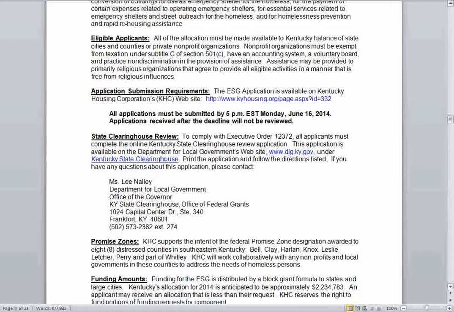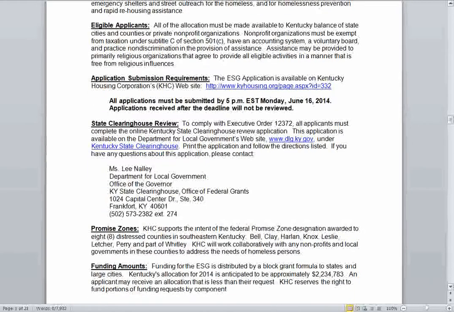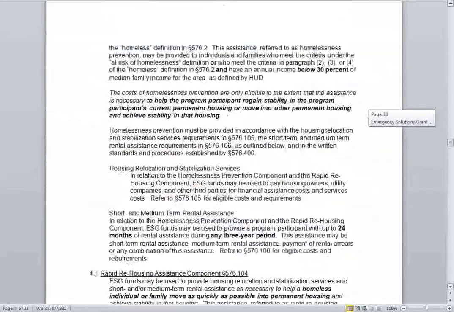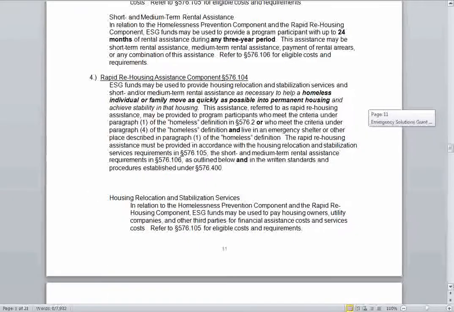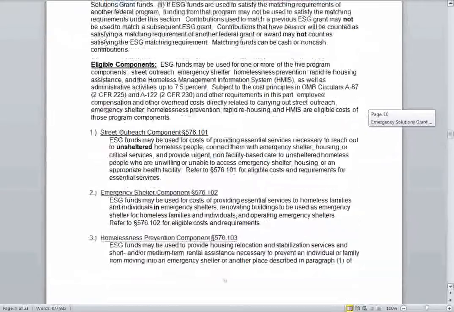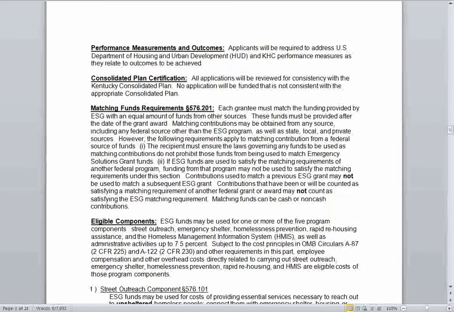Refer now to page 10 and the matching requirements. ESG applications are required a minimum dollar-for-dollar matching contribution. Please refer to 24 CFR Part 576.201 for details and guidance on the match requirement.